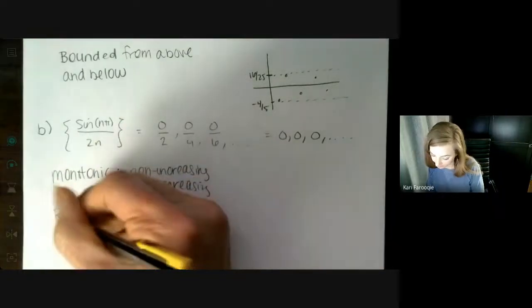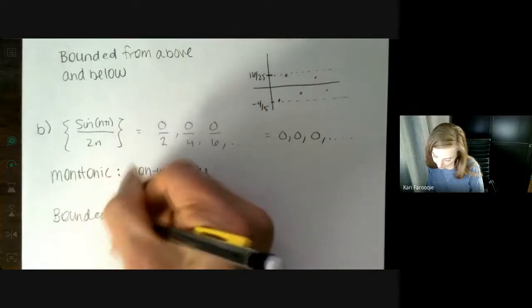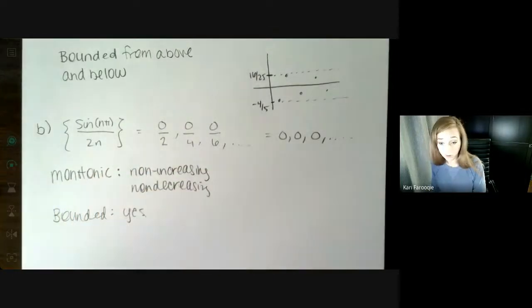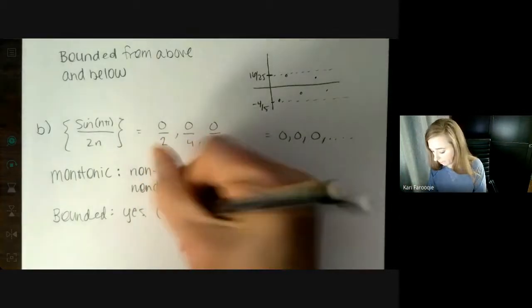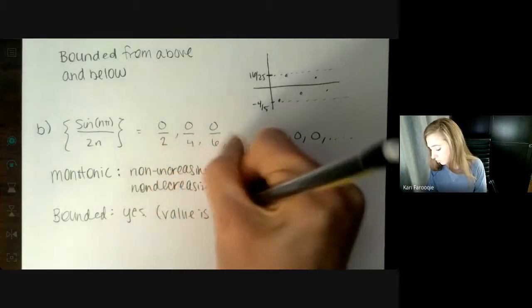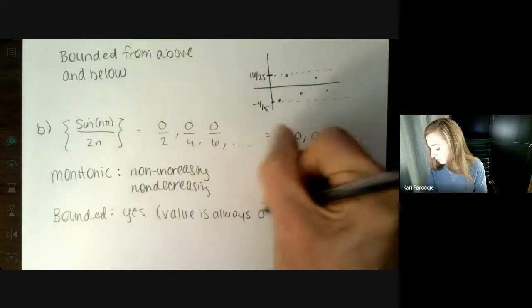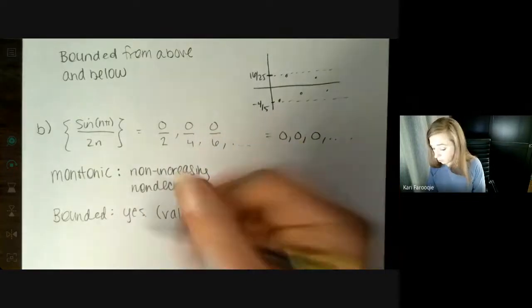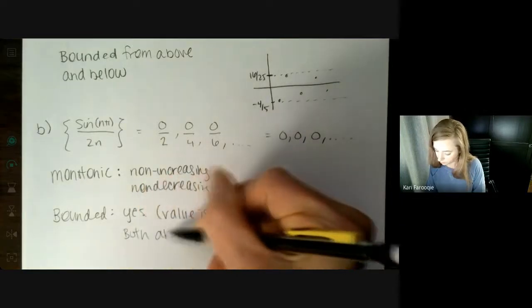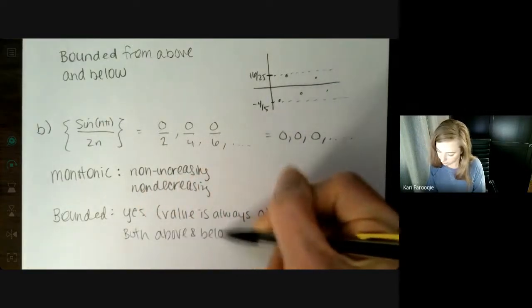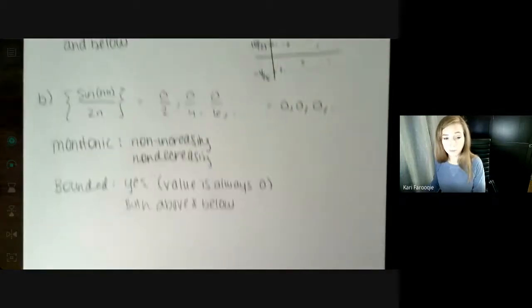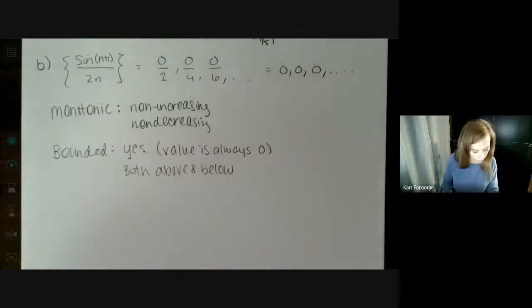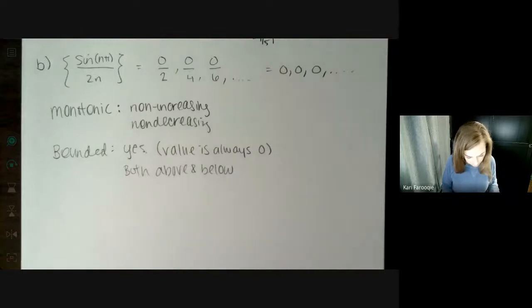Okay. It's bounded. Yes. These values don't stray from 0. They're 0 all the time. If they're the same value for each and every term, then yeah, it's bounded. The value is always 0. So you would say that it's bounded from both above and below. And maybe we'll do one more. Just want to give you a plethora of opportunities here.